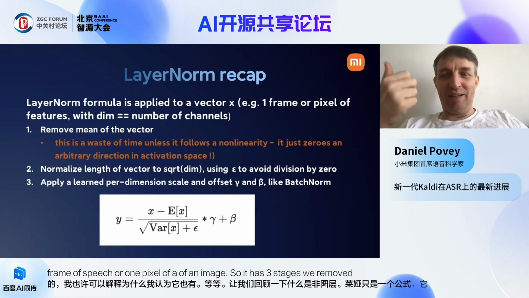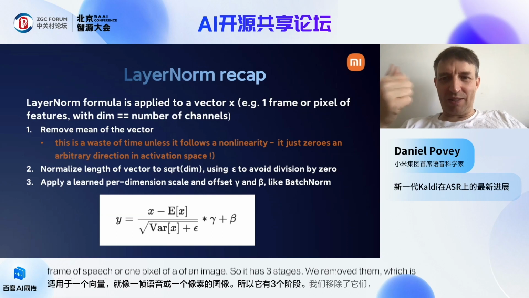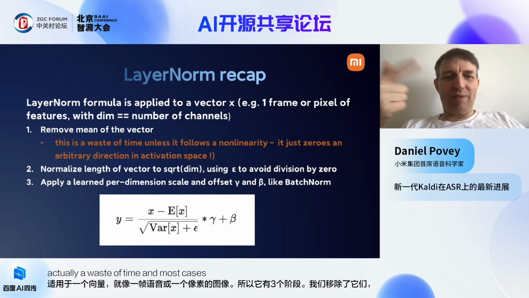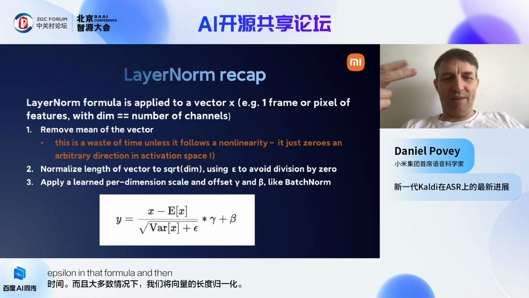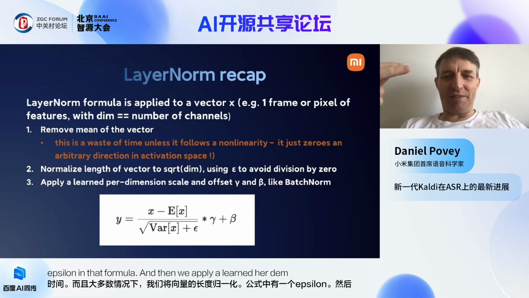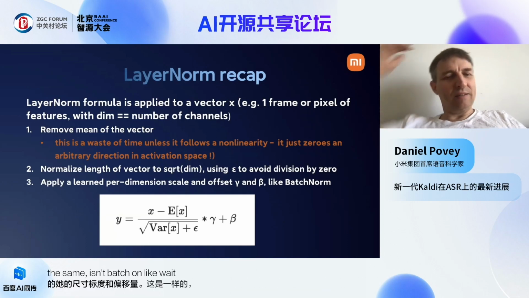It has 3 stages. We remove the mean, which is actually a waste of time in most cases. We normalize the length of the vector, and there's an epsilon in that formula. And then we apply a learned per dimension scale and offset. And this is the same as in BatchNorm, like a weight and a bias.